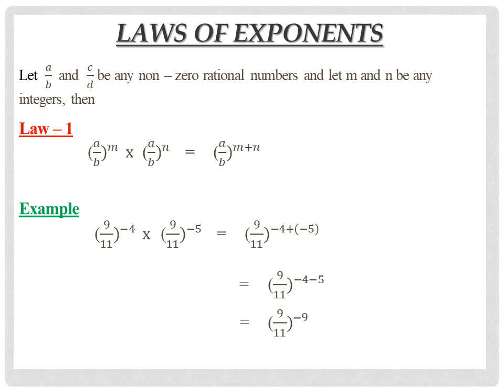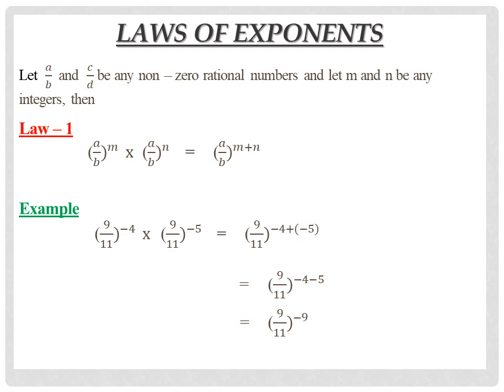Now, the main important topic of exponents is the laws of exponents. The first law: let a upon b and c upon d be any non-zero rational numbers and let m and n be any integers. Then a upon b raised to power m multiplied by a upon b raised to power n is equal to a upon b raised to power m plus n. Here it will be noticed that both bases are the same. It means the bases are a upon b in both cases.